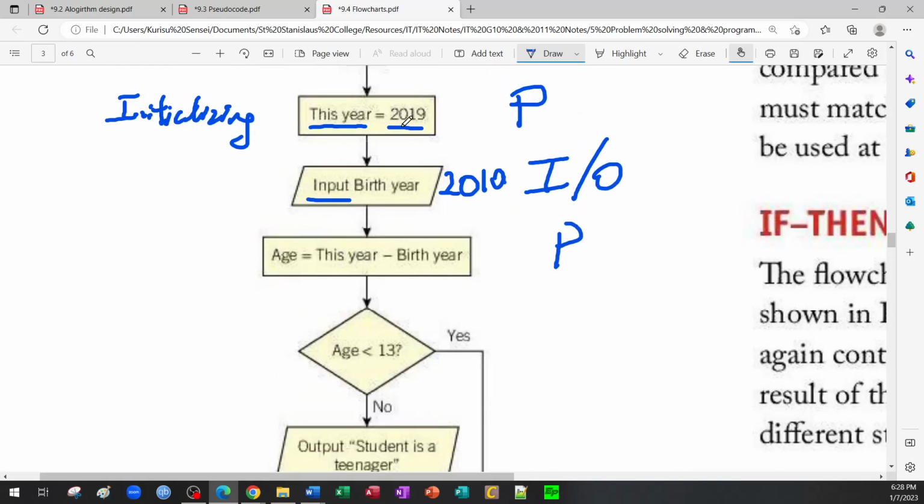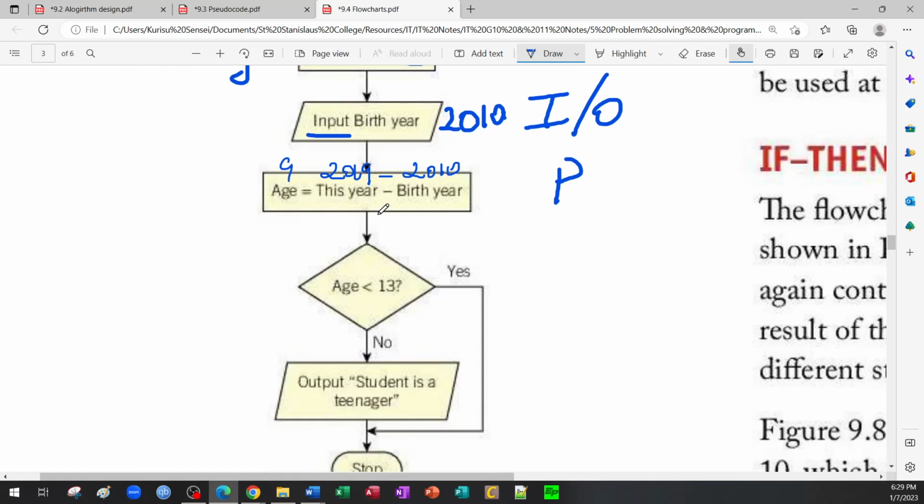So this year 2019 subtracted by birth year, which is 2010, that's going to give me 9. So the value 9 is going to be stored in the variable age. If you notice, the formula is just like how we created it in pseudocode. Calculation on the right hand, and you store it on the left hand.